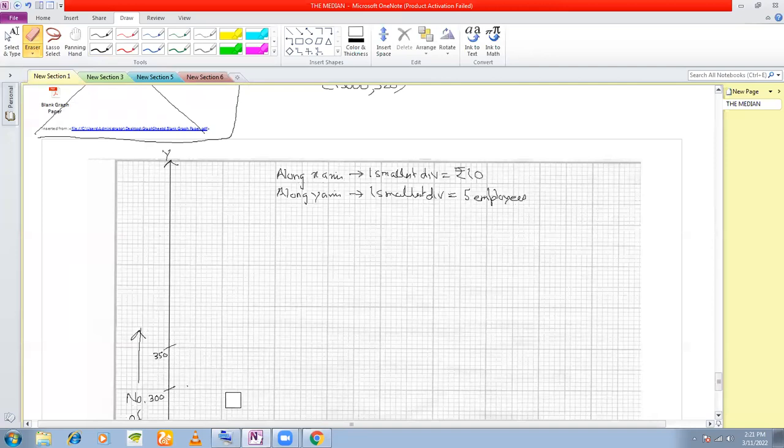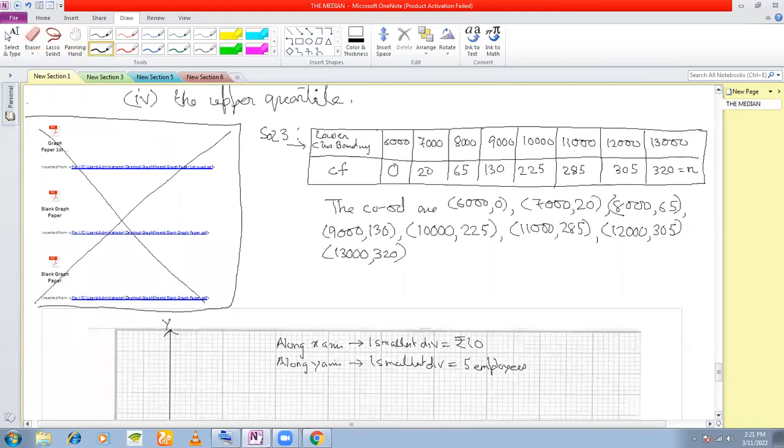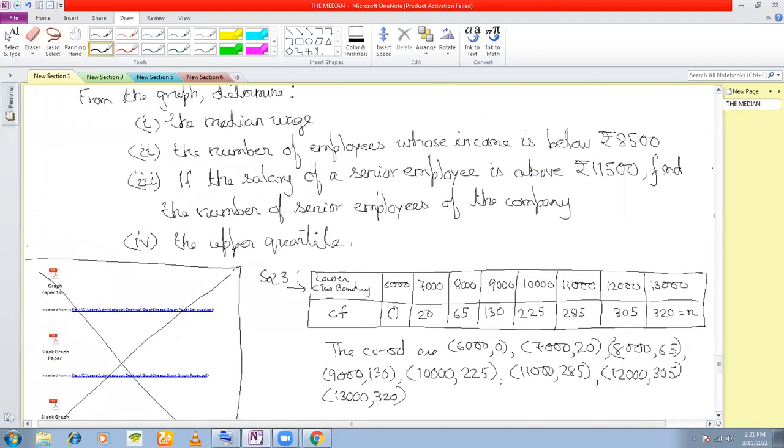Now we are going to plot all these points on the graph, and then we are going to answer these questions. What are the questions? You have to find out the median wage, and the number of employees whose income is below 8,500. Third question is, if the salary of a senior employee is 11,500, you have to find the number of senior employees in the company. And the final question is the upper quartile. So I'll continue with this question on Monday. Right, so I stop here.